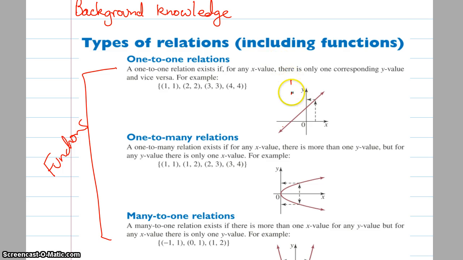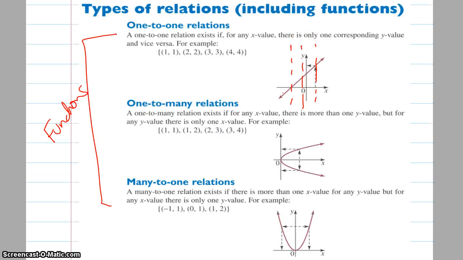If I draw some vertical lines down here, it will only cross the graph once. Okay, so if I do that to this one as well, it will only cross the graph once for each x value. But if I do it for this one here, it actually crosses it more than once. In this case, it crosses it twice. So this one here is not considered a function.